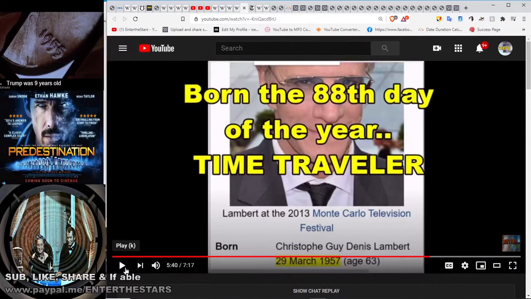And there's that number 88 again, right? Christopher Lambert, born on the 29th of March, the 88th day of the year. That's not an accident. He is the Highlander. Now, it's interesting because Trump actually invited the Highlander, the guy who wrote the book, The Highlander, up to his penthouse or his office.